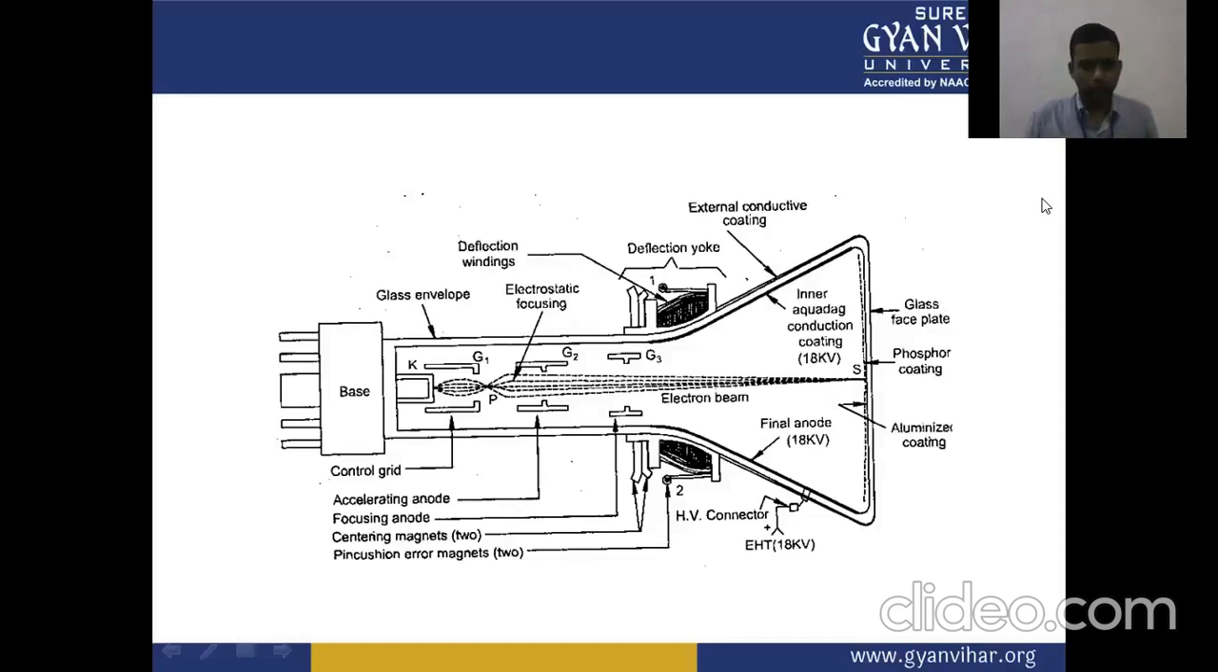So we have G1, G2 and G3 as the control grid, accelerating anode and focusing anode respectively, along with the centering magnet and error magnets. Here the EHT is equal to 18 kilovolt, and a deflection coil arrangement is also in this picture. So this is the basic architecture of the picture tube for a monochrome color television system.